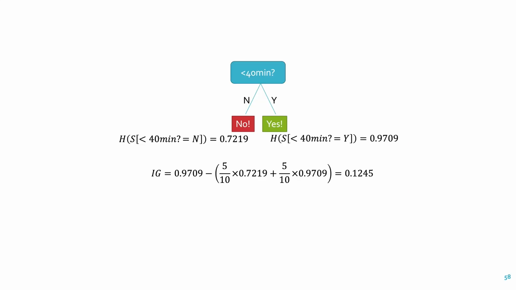What is the information gained if we split this way? Remember that entropy on the left side is 0.72 and entropy on the right side is 0.97. The entropy for the entire set is 0.97. So we're going to subtract the proportion of samples on the left side times the entropy of the left side, and the proportion of the samples on the right side times the entropy of the right side. There are 5 samples on the left side and 5 samples on the right side, and there were a total of 10 samples. So we have the entropy of the whole set here. We have the proportion on the left side times the entropy of the left side, the proportion of the right side times the entropy of the right side, all subtracted from the original entropy. And we get 0.12 as the information gained for this split.